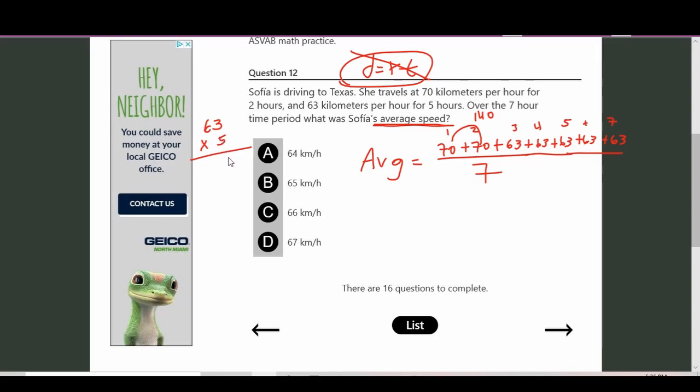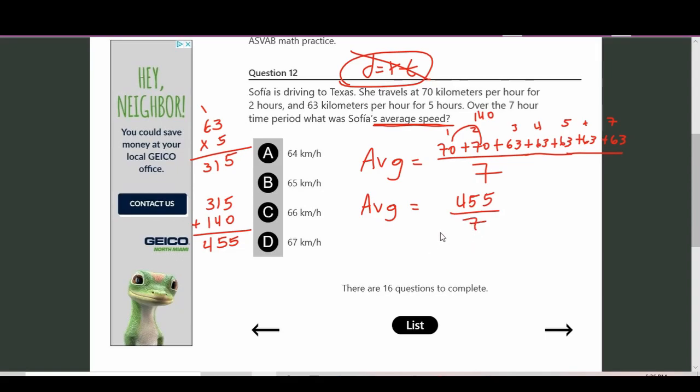3 times 5 is 15. Carry the 1. 6 times 5 is 30, plus 1 is 31. We have to add this total to this total, so that's going to be 315 plus 140. 5 plus 0 is 5. 1 plus 4 is 5. 3 plus 1 is 4. So again, the average is going to be 455 divided by 7.